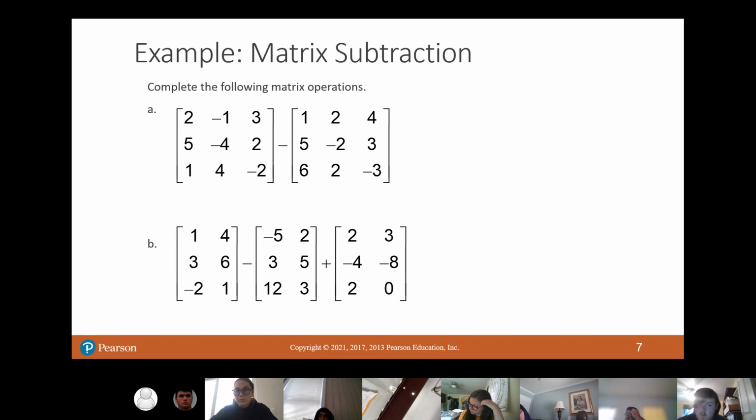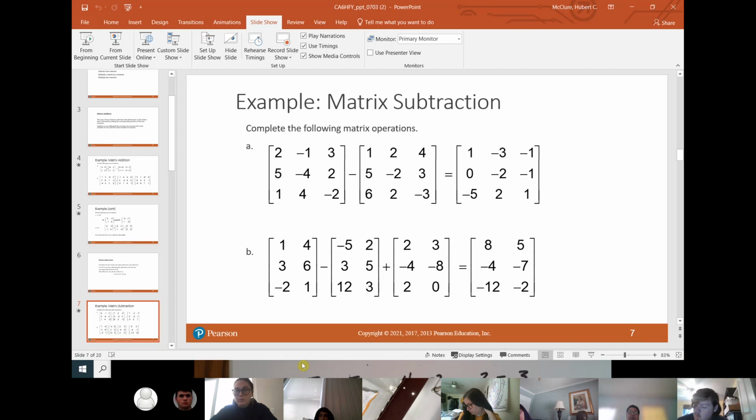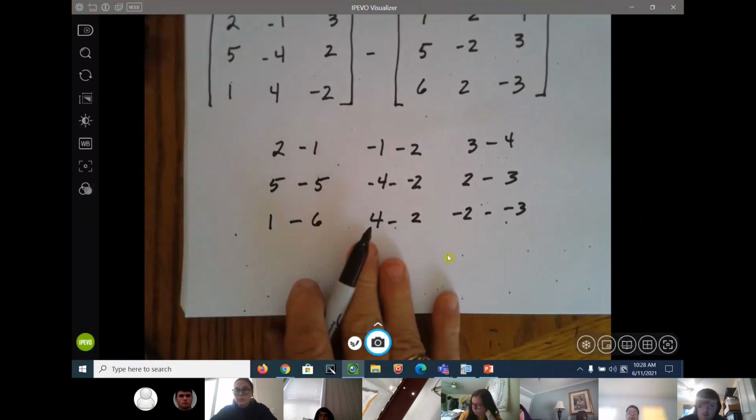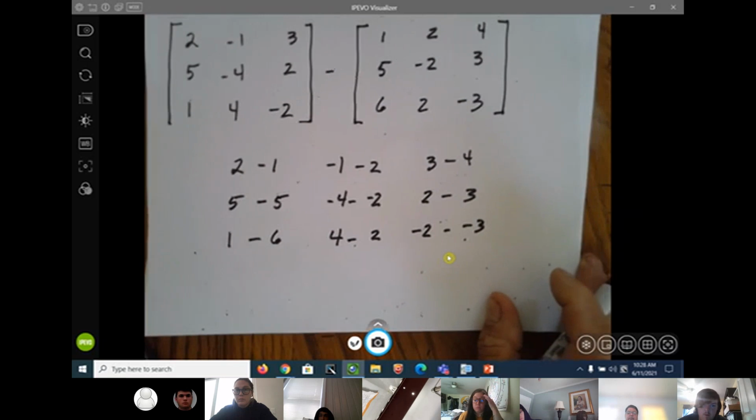And if you notice, you need to write down everything. Don't start doing things in your head, because when you do that, that's when you start messing up. So there is the matrix right there.